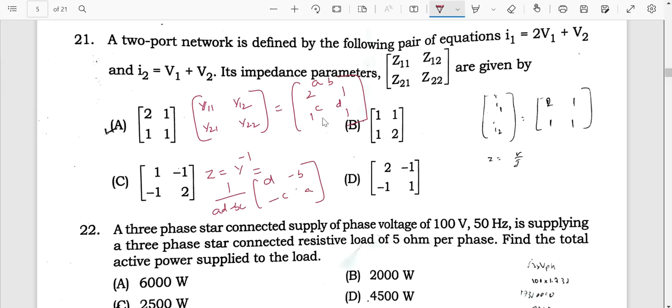So AD minus BC is 1. The D value is 1, the B value is minus 1, the C value is minus 1 and the A value is 2. So the matrix is 1, minus 1, minus 1, 2. So the answer is C here.